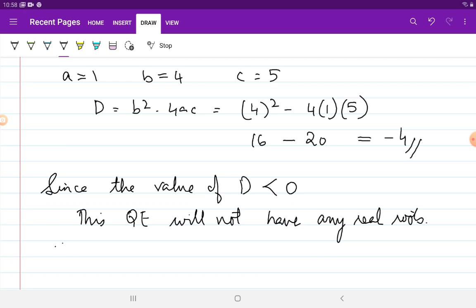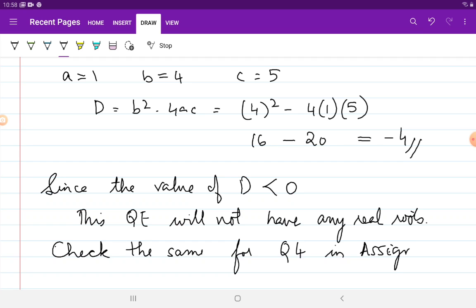Check the same for question 4 that I have given in this assignment. You will notice that the value of the discriminant in that case too is a negative number. And if the discriminant value is negative, you will always have imaginary roots for the quadratic equation, because this discriminant comes under the square root symbol, and you cannot find the square root of a negative number.